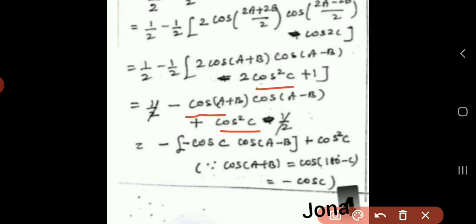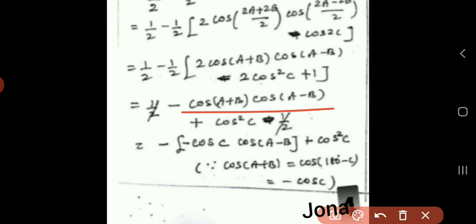Here 2 and 2 will get cancelled. So simply we have cos of a plus b into cos of a minus b. And then here 2 and 2 will get cancelled. So we have cos square c only there. After that, the half, minus half and plus half will get cancelled. So the remaining terms we have there: cos of a plus b into cos of a minus b, plus cos square c.